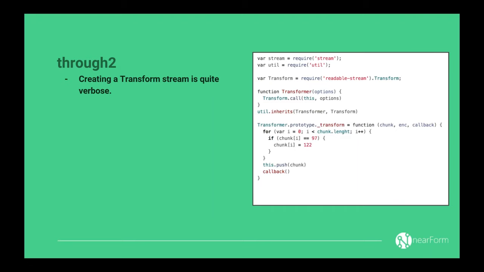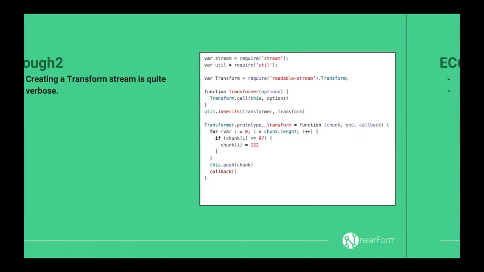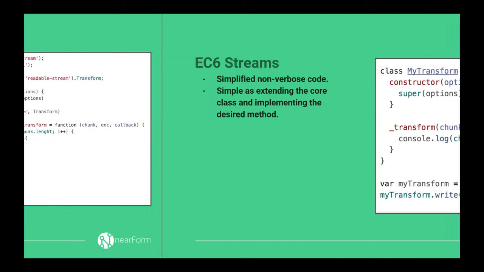With transform, you need to implement the underscore transform method, as we have seen, and inherit from the transform abstract class. We can also do this with ES6 classes again. Oh, nice, Docker. Thank you, Docker.